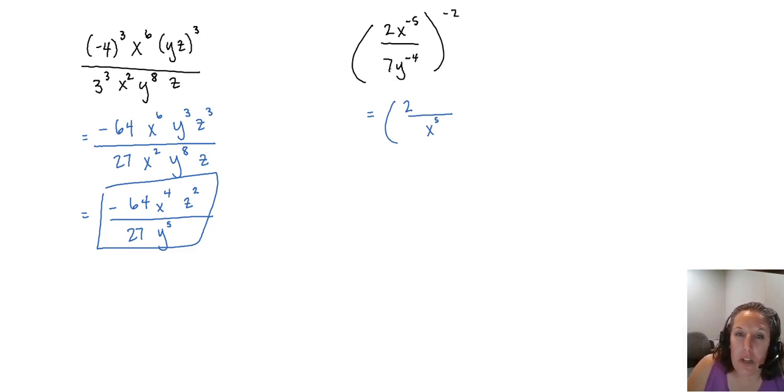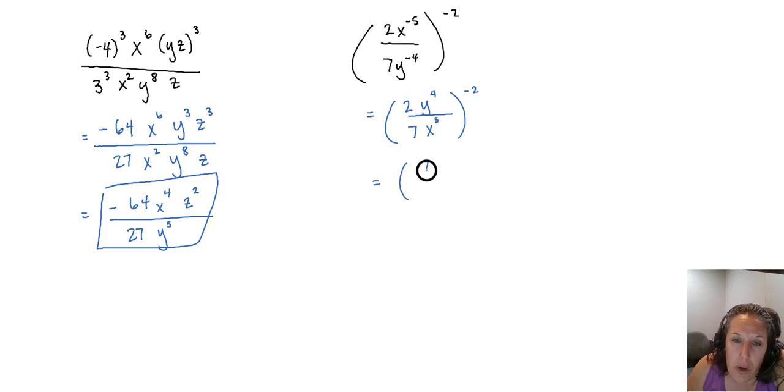In the denominator, the 7, again, not raised to any power, so it's going to stay right where it's at. Y to the -4th is going to mean y to the +4th on the opposite side of the fraction. Negative just means it's going to flip to the opposite side of the fraction. So it was on the bottom. It's going to move to the top as a y to the +4th. And then raising it all to the -2 power. So that negative out front is going to flip our fraction.